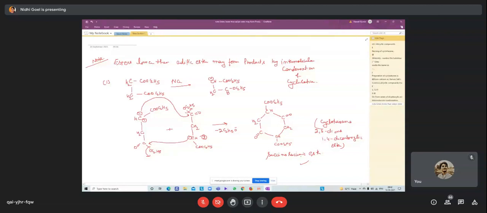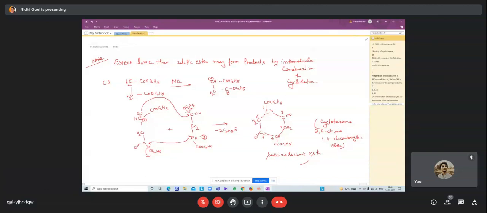Ma'am, in this IUPAC nomenclature, why are we using the suffix "one"? Because there are two functional groups, so over here the priority group should be applicable, no? Numbering will start either this side or this side. 1, 2, 3, 4, 5, and 6. So this is the cyclohexane. Yes, ma'am. So 2 and 5, this is dione and 1,4 position dicarboxylic ester.